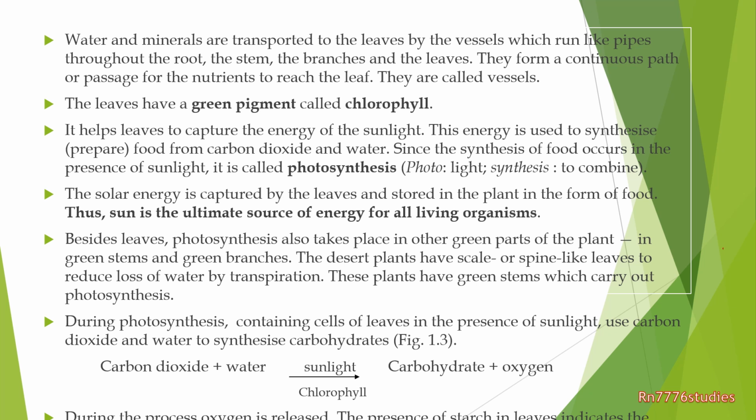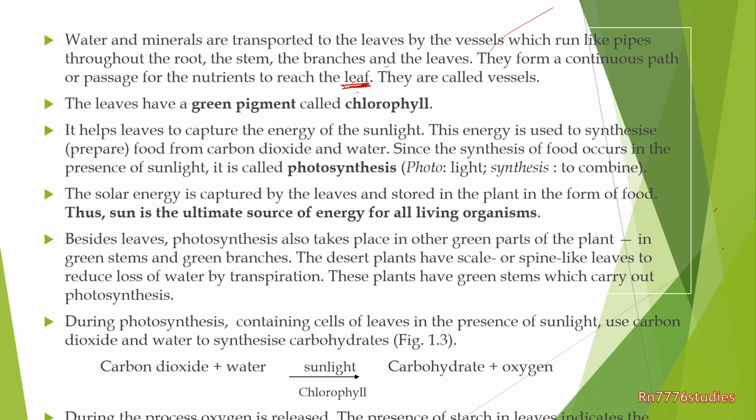Like pipes throughout the root, the stem, the branches, and the leaves, they form a continuous path or passage for the nutrients to reach the leaf. See, their goal is to reach the leaf. Why? Because the photosynthesis process is going to take place in a leaf, because of the presence of stoma, or stomata, which is present on the surface of the leaf. So their goal is to reach the water and minerals to the leaf, to prepare food, to carry out photosynthesis. So they are called vessels.